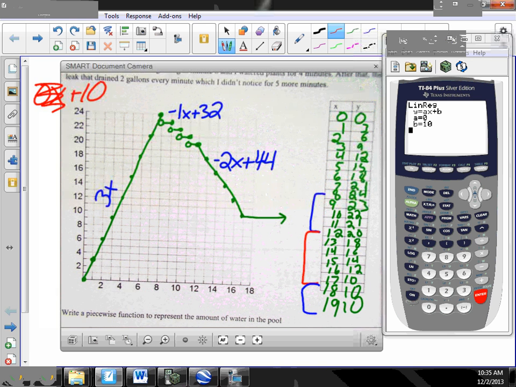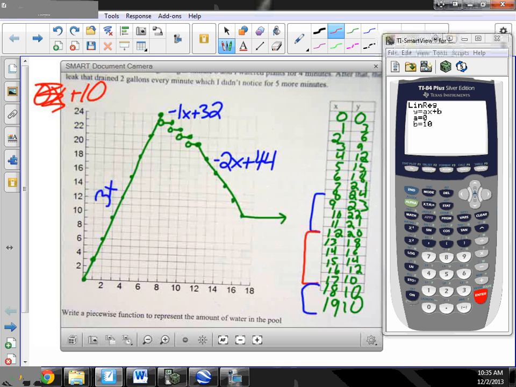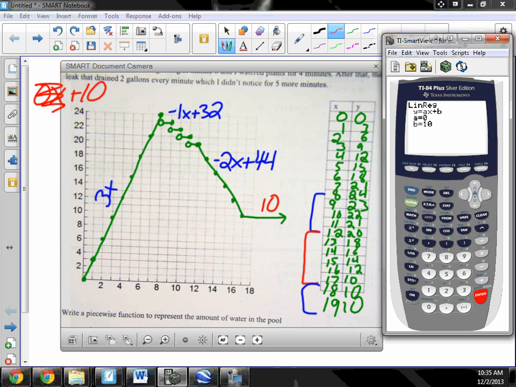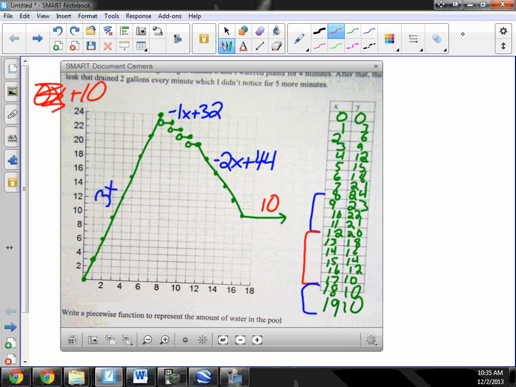So this function is y equals 10 no matter what. You plug in 18, you get 10. You plug in 19, you get 10. You plug in 20, you get 10. So no matter what your x value is, your y value is 10. So now we have 3 equations. We need to put those 3 functions into the step function bracket.